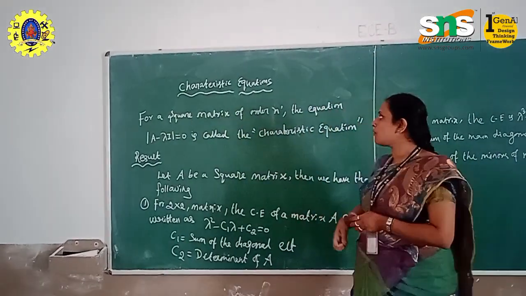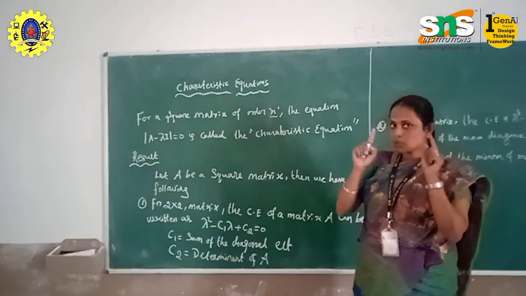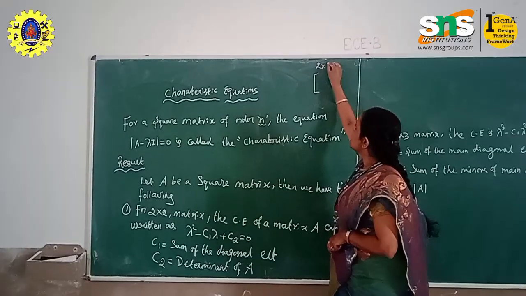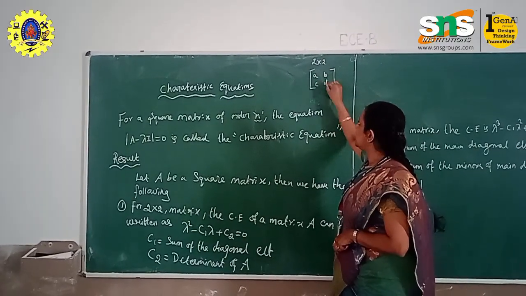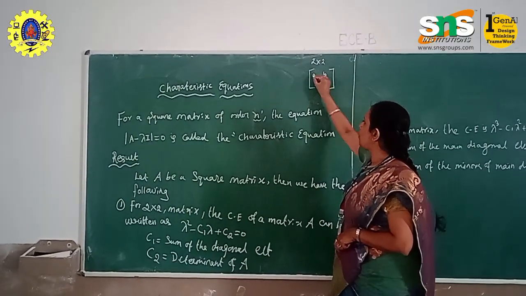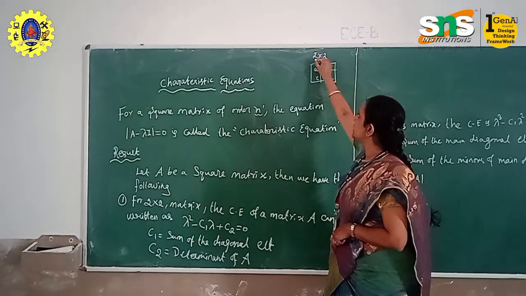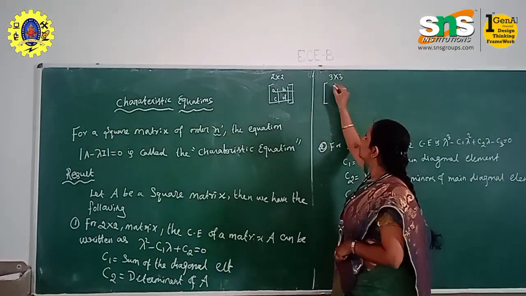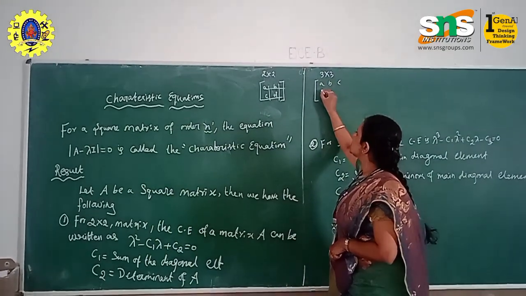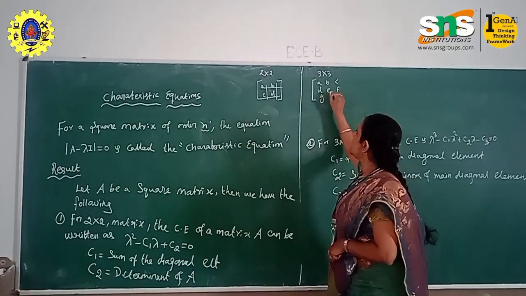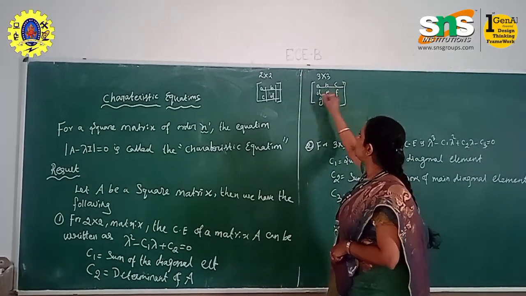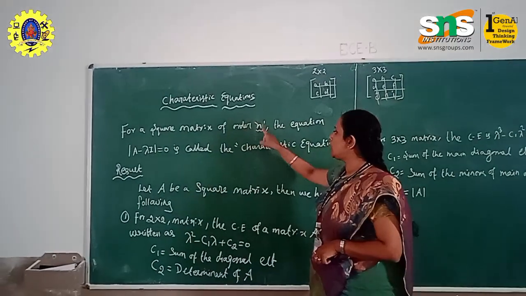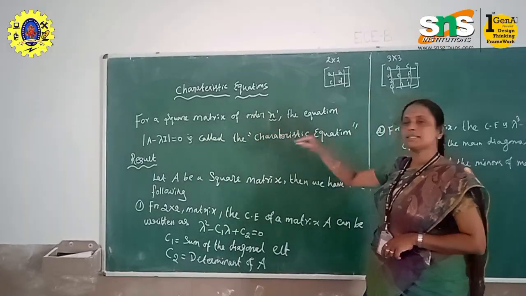For a square matrix of order n, here it is a square matrix. What is a square matrix? It is a 2 by 2 square matrix: A, B, C, D. There are 2 rows and 2 columns, so it is a 2 cross 2 matrix. If it is 3 cross 3, we use A, B, C, D, E, F, G, H, I. Here there are 3 rows and 3 columns, so it is a 3 cross 3 matrix. So it is of order n for a square matrix of order n.